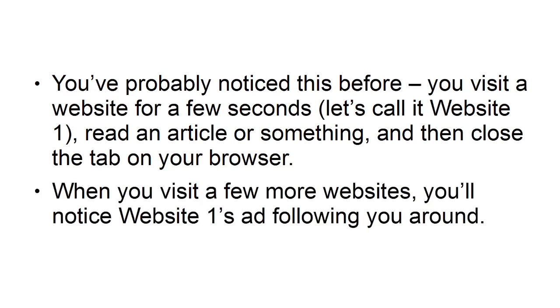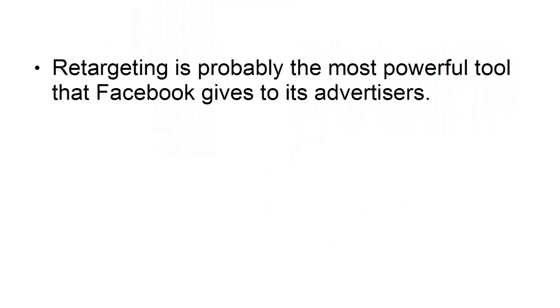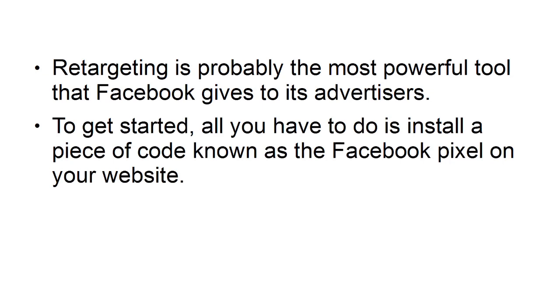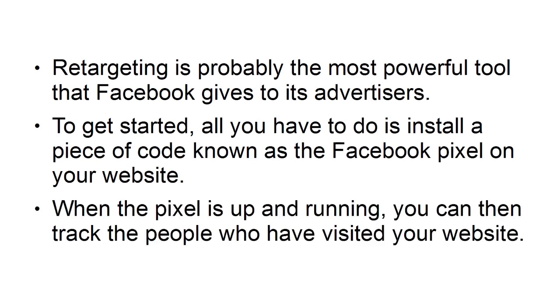When you visit a few more websites, you'll notice website 1's ad following you around. Have you experienced this? If yes, then you've been retargeted by website 1. Retargeting is probably the most powerful tool that Facebook gives to its advertisers. To get started, all you have to do is install a piece of code known as the Facebook Pixel on your website. When the Pixel is up and running, you can then track the people who have visited your website.